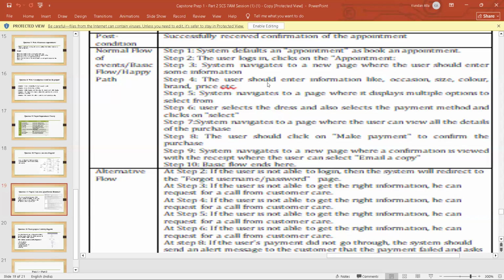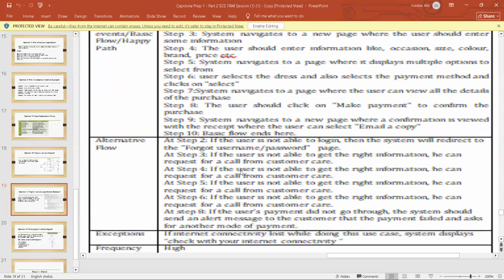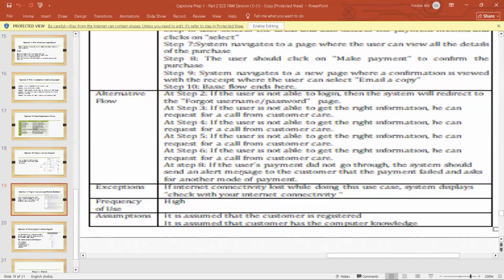Or you can click on the login with OTP button. Login with OTP means you will just give your number, you will get the OTP, and you will be logging in. So forgot password and login with OTP are alternate flows. In rare cases we will be using them.